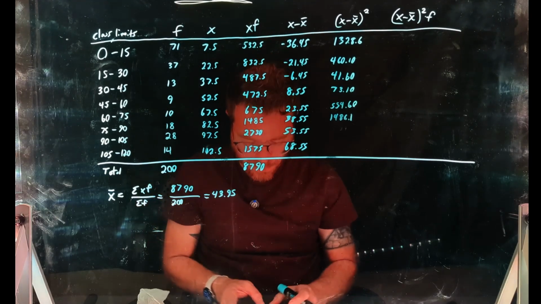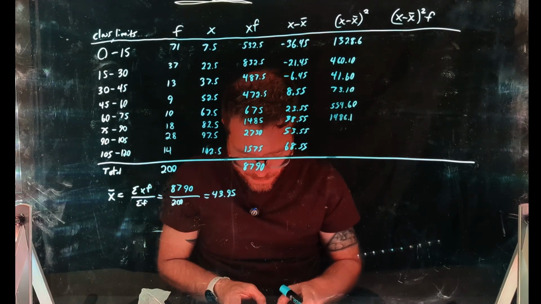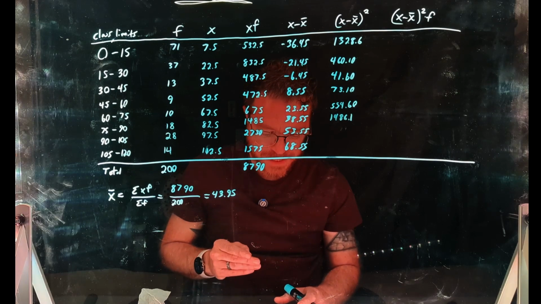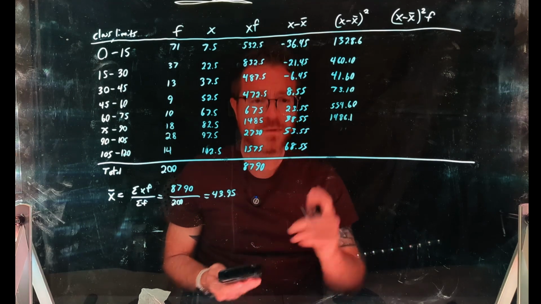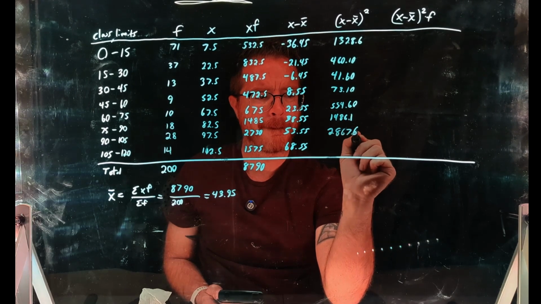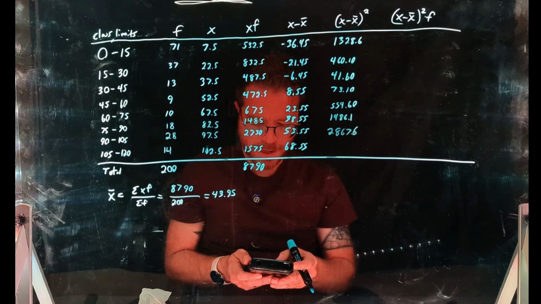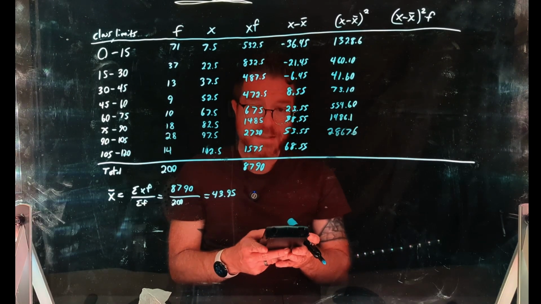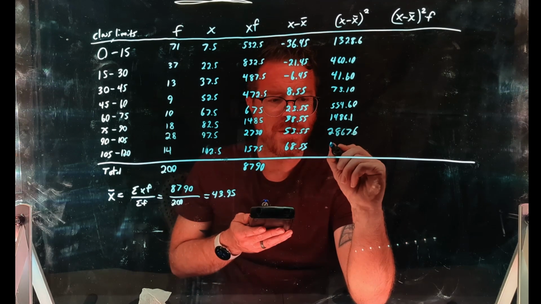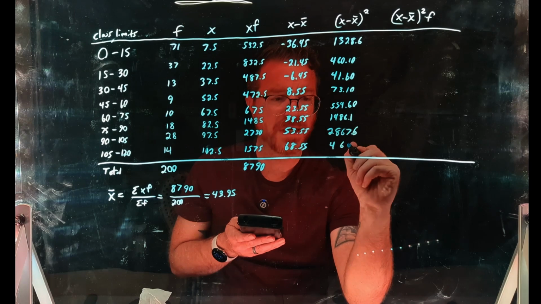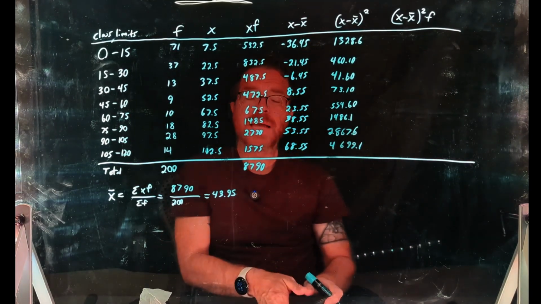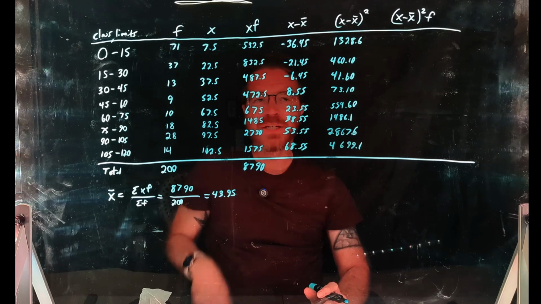Now we're going to take our 53.55. We're going to square that. We're going to get 2,867.6. And then the last one, we're going to get 68.55 squared, which is going to give us 4,699.1.